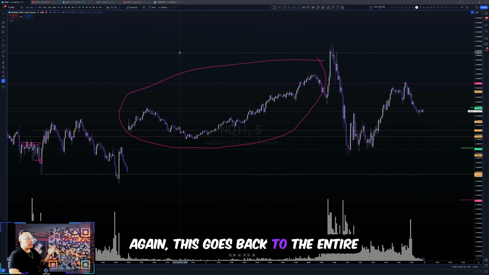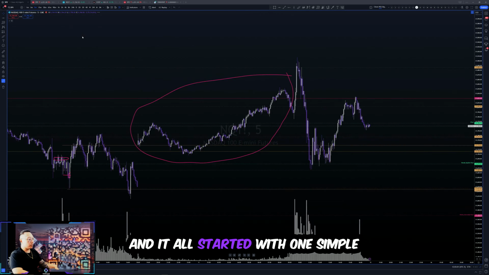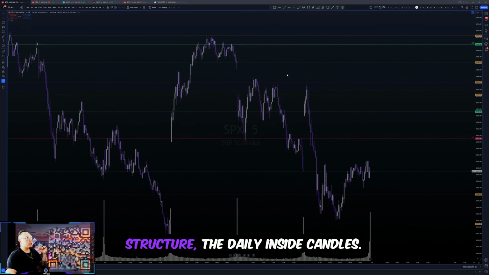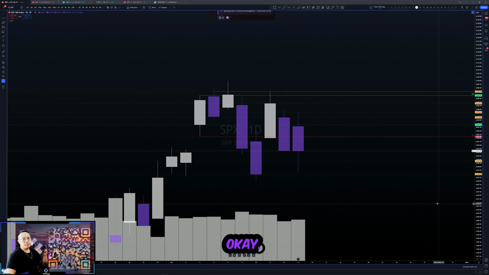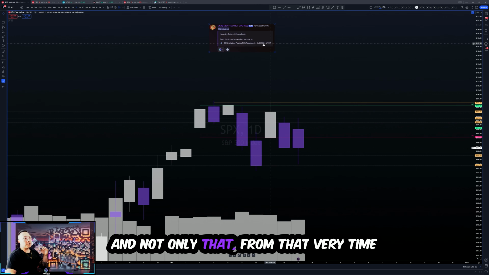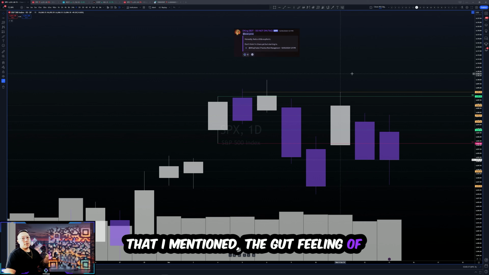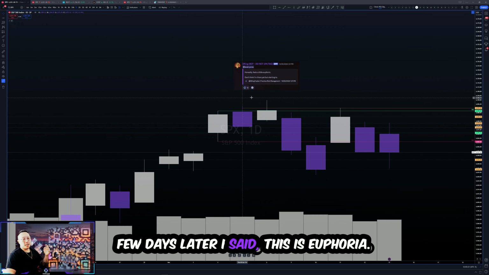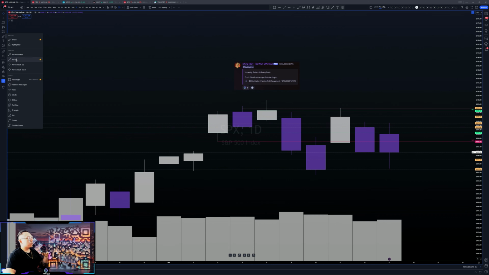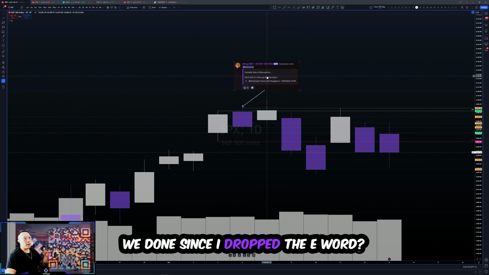Again, this goes back to the entire analysis of how I broke down this range, and it all started with one simple structure: the daily inside candle. Okay? That's it. And not only that, from that very time that I mentioned the gut feeling of everything breaking down and something's going to break, not long after that, a few days later, I said this is euphoric. Okay? So I'm going to mark this time step so you guys can see it. This was on the 5th. Yep.